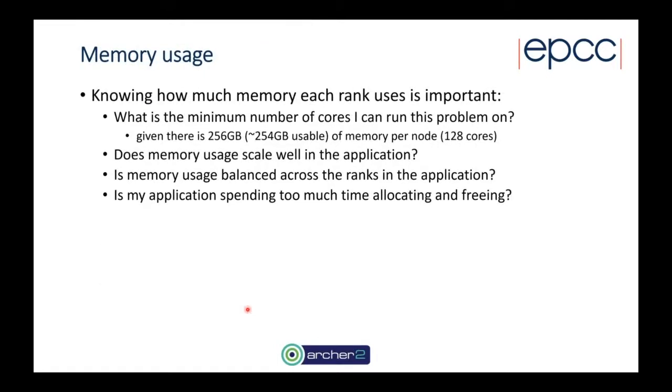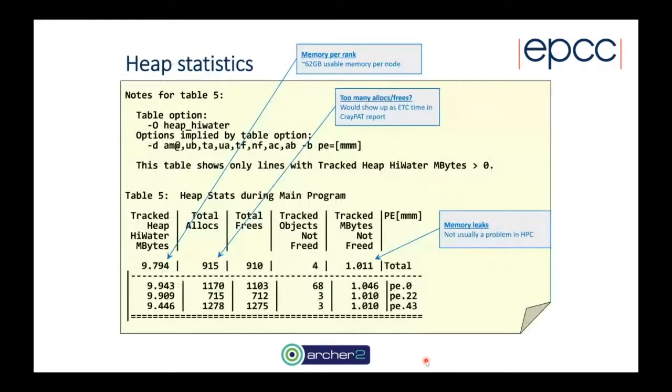And it will also let you know how much memory is being used across your application, or across your processes. So it will tell you how much memory per rank is being used, and then you can use that to work out how many nodes you may need, and you may be able to use fewer nodes if you ended up using less memory than you thought. It's also useful to understand the balance in memory across your application. Are there some processors using much more memory than others, and is this going to be a limiting factor to your scaling?